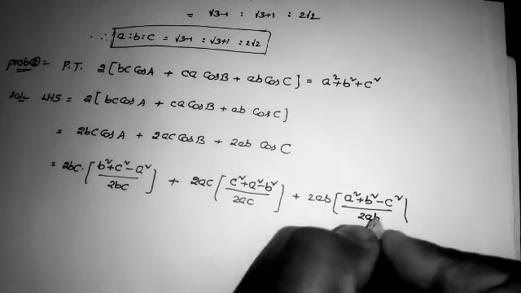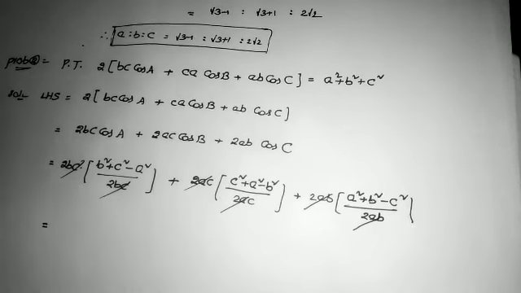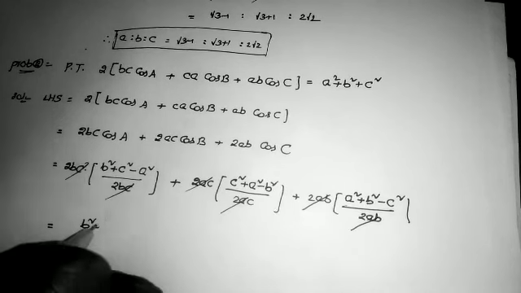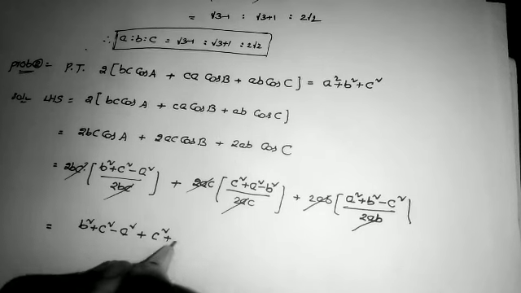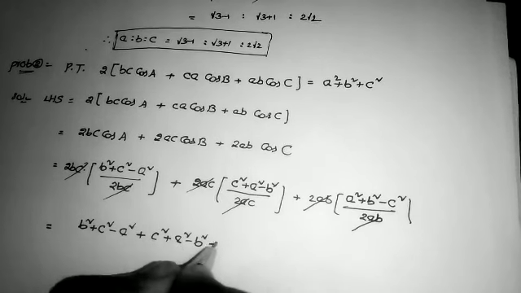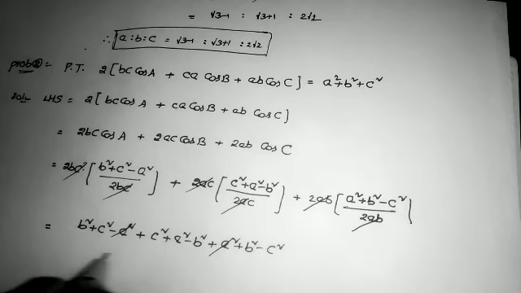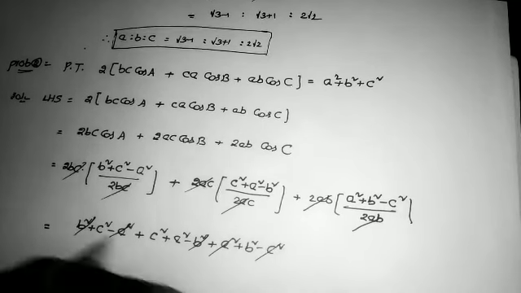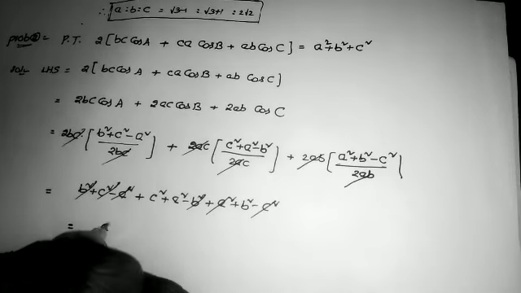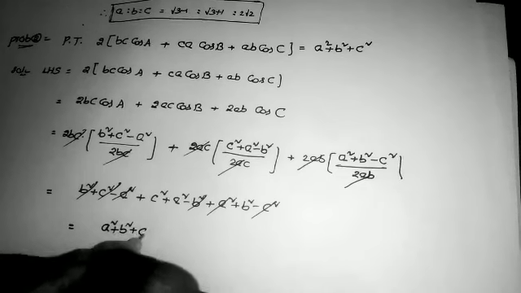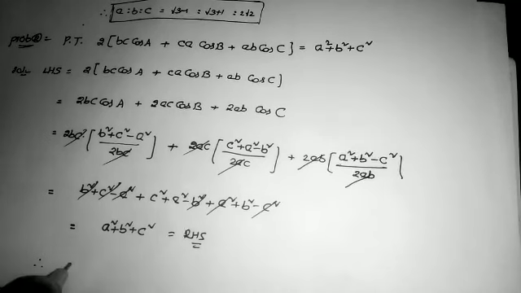Now here 2ab and 2ab, 2ac and 2ac, 2bc and 2bc get cancelled, and this is equal to b square plus c square minus a square. Now just taking the remaining values, plus c square plus a square minus b square, plus a square plus b square minus c square. Now here b square and minus b square cancel, and c square and minus c square cancel. Now taking the remaining values, what are the remaining values here? a square plus b square plus c square, and that is equal to RHS. That's all. This is the answer.